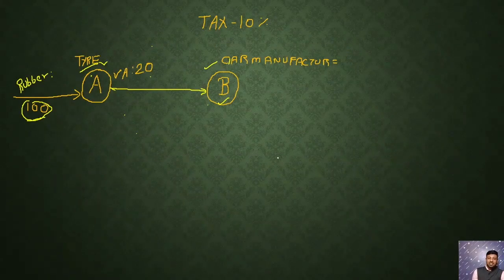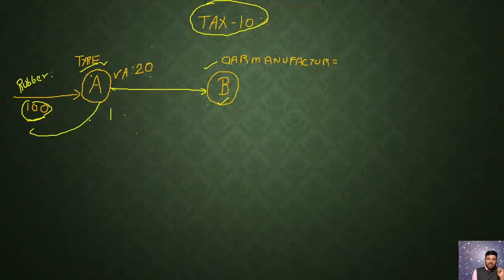Consider A as a tire manufacturer. For manufacturing the tire, he needs raw rubber worth 100 rupees. He is getting 100 rupees worth of raw rubber from the rubber producer. And for the sake of simplicity, we keep the taxation at 10% uniformly. When A is getting raw rubber, he will be paying the amount worth 100 rupees plus 10% tax. Therefore, 110 rupees he will be paying.